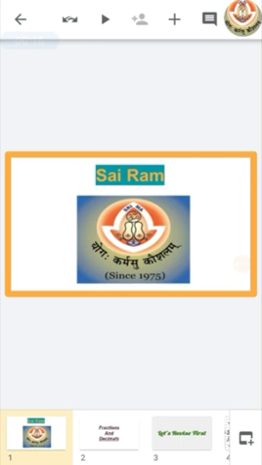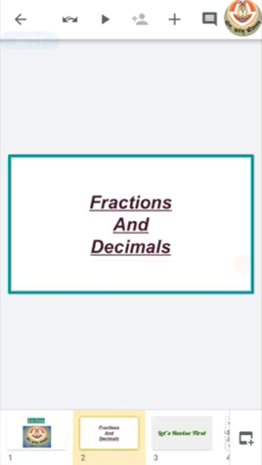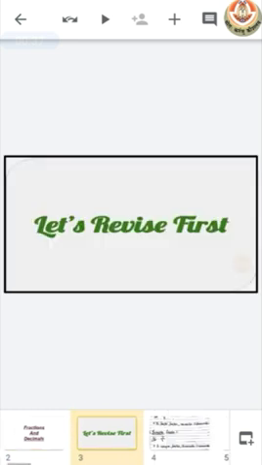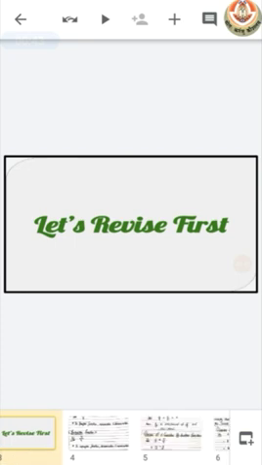So class, with the same hope, let's start today's class as we were in our chapter 2, fraction and decimal, and we had learned about the division and multiplication of fractions. Let's revise first whatever we had learned in our previous classes.